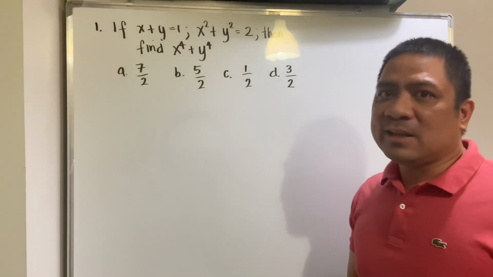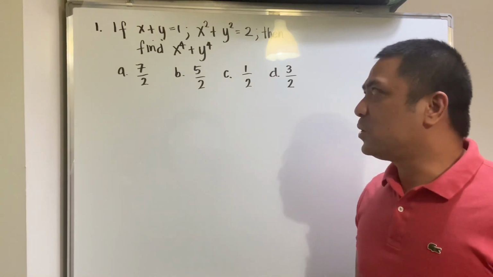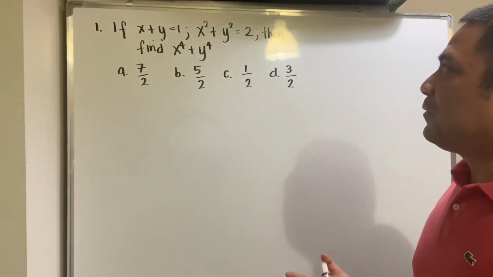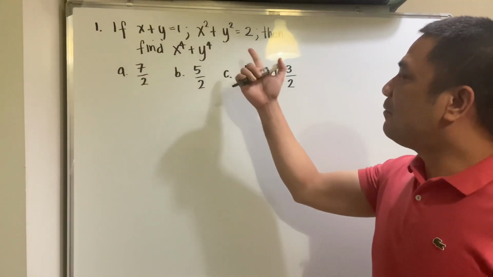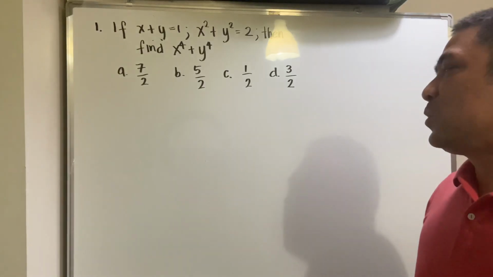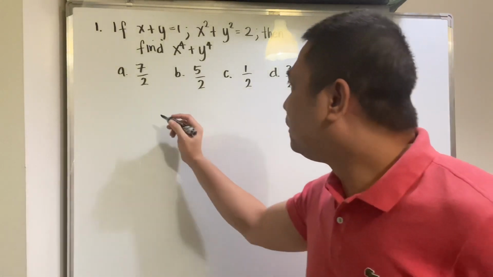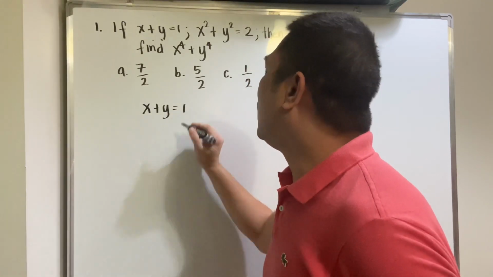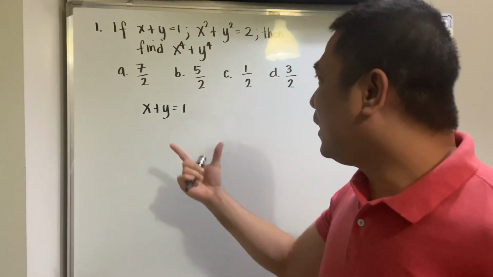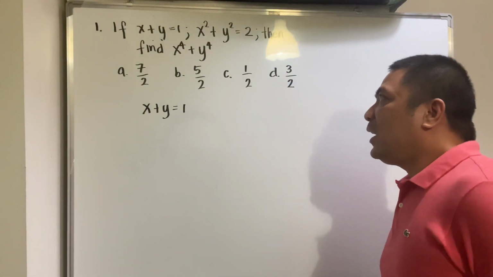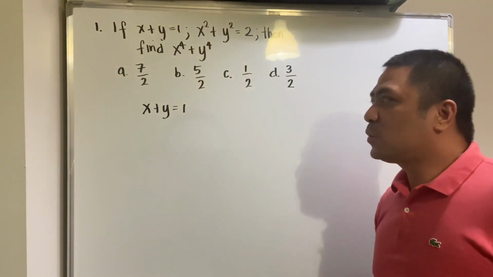Parang puzzle lang siya, you have to decode yung solution. So, you have to ask yourselves what you will do to the first equation so that you'll have an equation involving x squared plus y squared. So, we have here x plus y is equal to 1. So, again, what will I do with the first equation so that I'll get an equation involving x squared plus y squared?